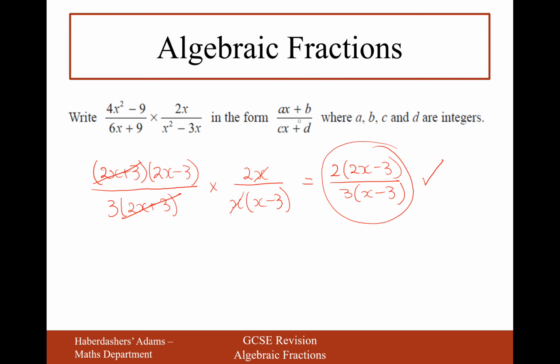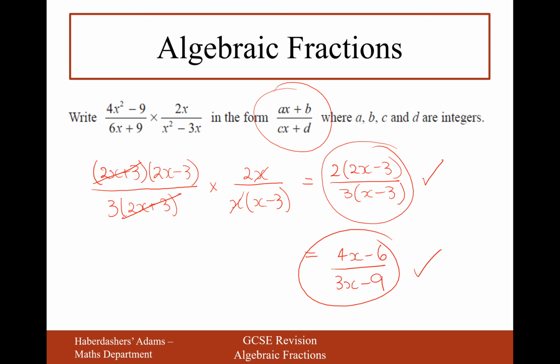But it wants us to leave our answer in this form, so actually we have to expand the brackets because it says to do so in the question. It wants us to be in this form, not in a factorized form. So it's going to be 4x minus 6 over 3x minus 9. You may miss out on a mark if you don't expand the brackets and write it exactly how it wants you to write it, but there we are, we have done so here.